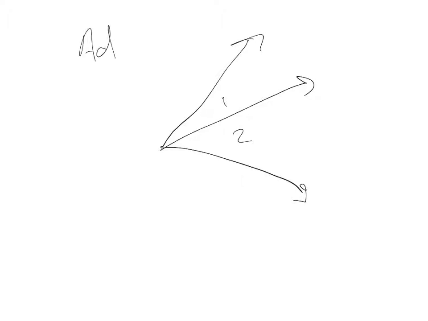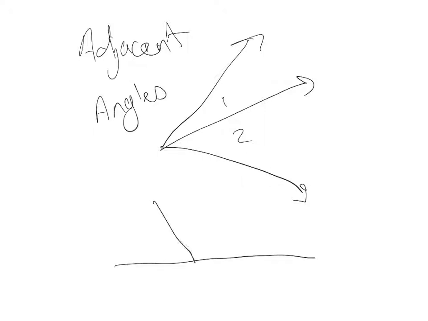If two angles are next to each other, like angle 1 and angle 2 here, we call those adjacent angles. A special kind of adjacent angles, pictured here, are called a linear pair. They're a linear pair because angle 1 and angle 2 make up this straight angle here, this line. So they're a linear pair.